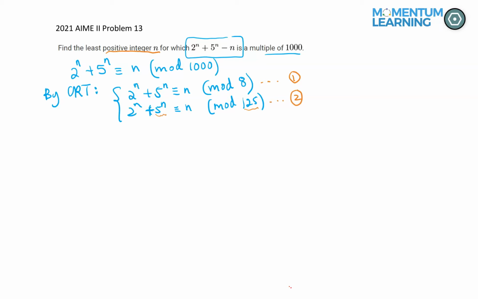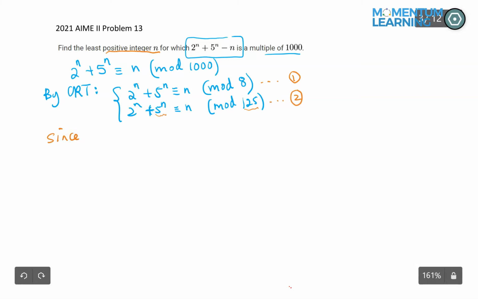For instance, if you plug in 1 in the first congruence, 2 plus 5 is not congruent to 1. So 1 definitely fails the first congruence. n equals 2 also fails the first congruence as well. We don't even need to check the second congruence. 2 squared is 4 plus 5 squared is 25. 4 plus 25 is 29. 29 is not congruent to 2 modulo 8, right? 29 is congruent to 5, I believe, modulo 8. Do you guys agree?